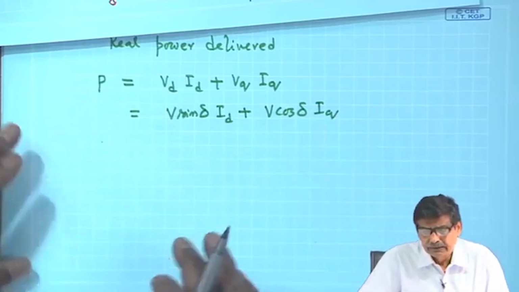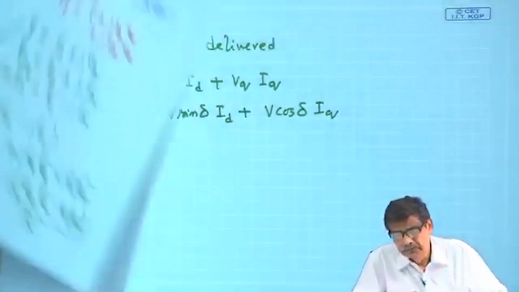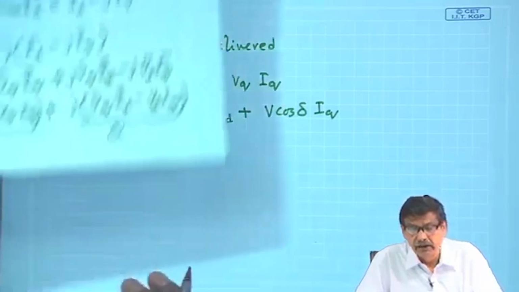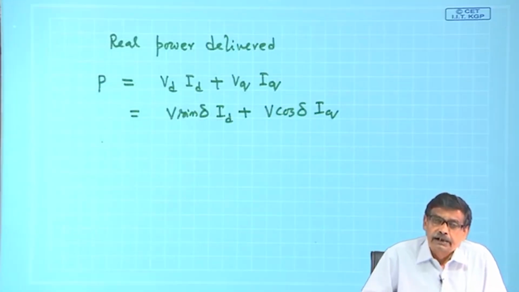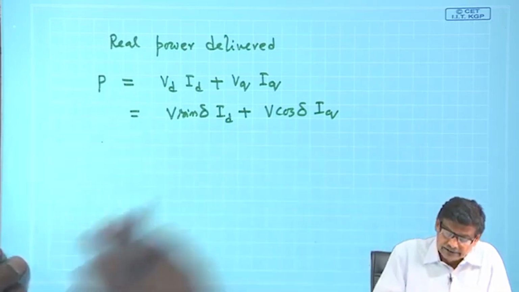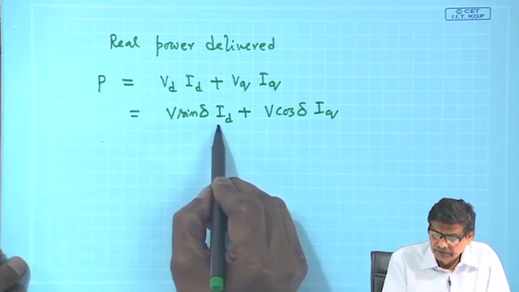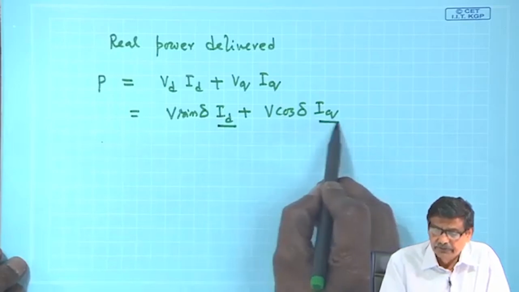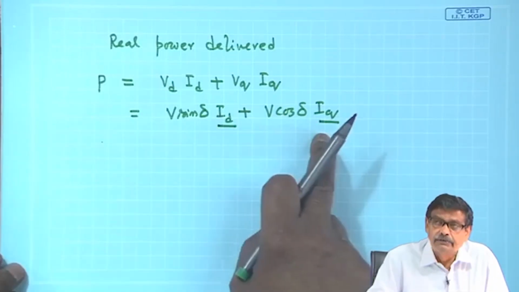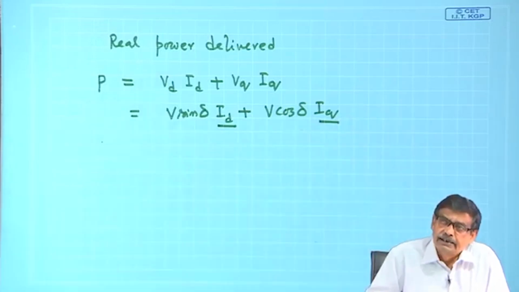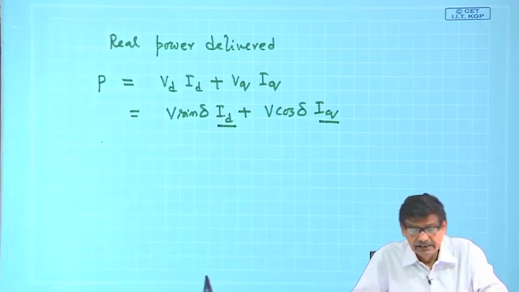What is my target? My target is to get an expression of power in terms of excitation voltage, terminal voltage and load angle and X_d, X_q, etc. That is the target, but here, unfortunately, I_d is present and I_q is present. So, I must express this I_d, I_q in terms of I_A, X_d, X_q, etc. So, how can this be done?